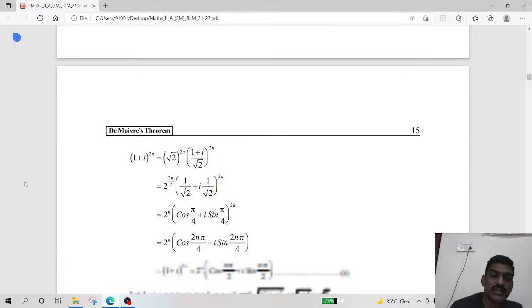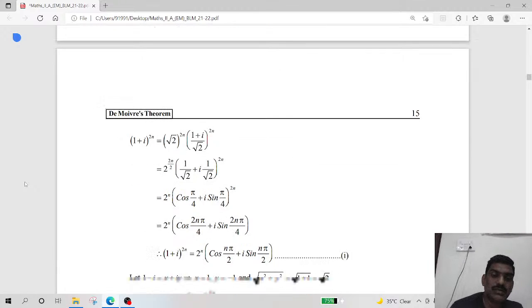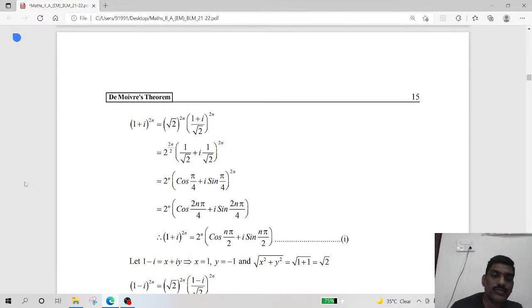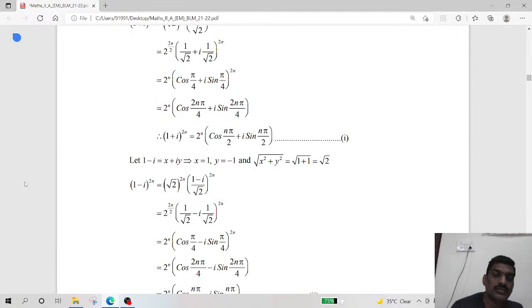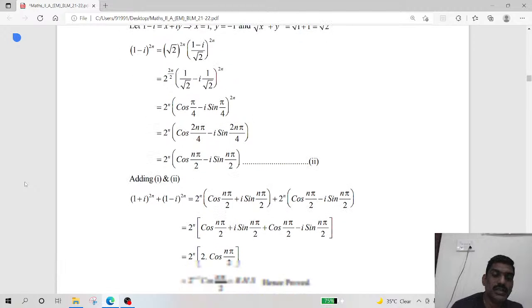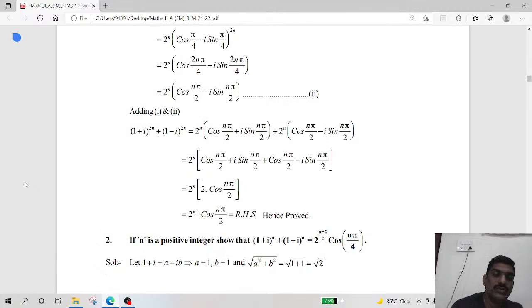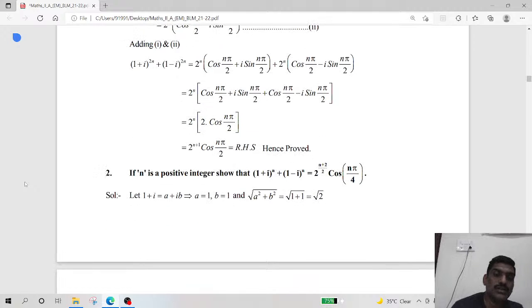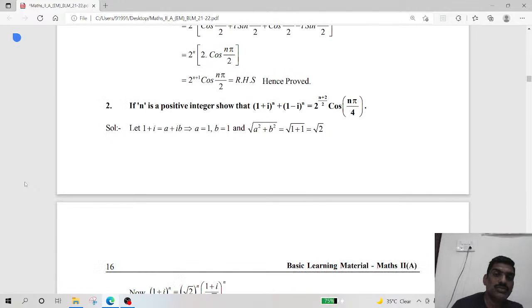So if we do like that, cos pi by 4 plus i sin pi by 4, then power is 2n now. So cos 2n pi by 4 plus i sin 2n pi by 4, nothing but cos n pi by 2 plus i sin n pi by 2. And then the second is also the same, in between just minus will come. If we add up both, the i terms get cancelled, a purely real number will come. 2 power n times 2 times cos n pi by 2, nothing but 2 power n plus 1 into cos n pi by 2. So that is the RHS, right?